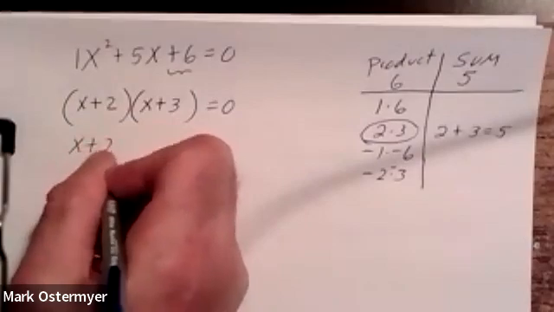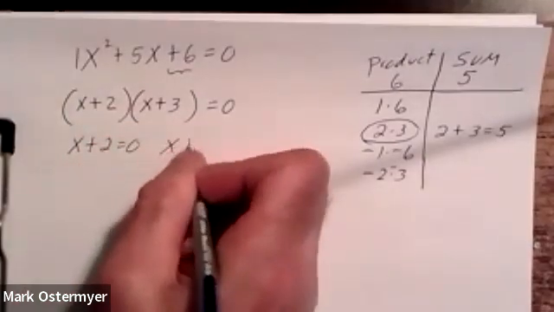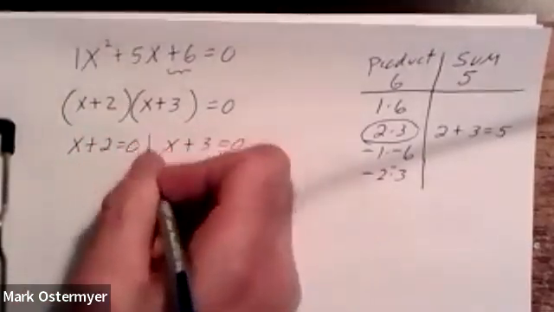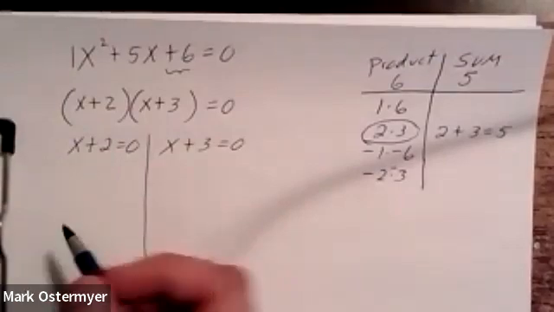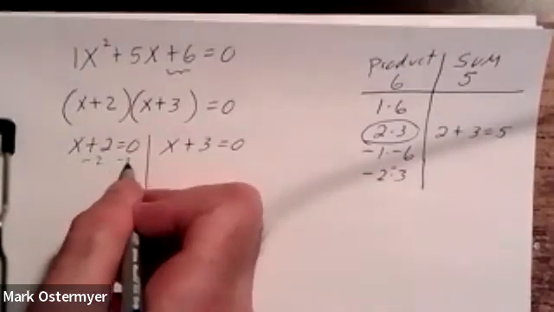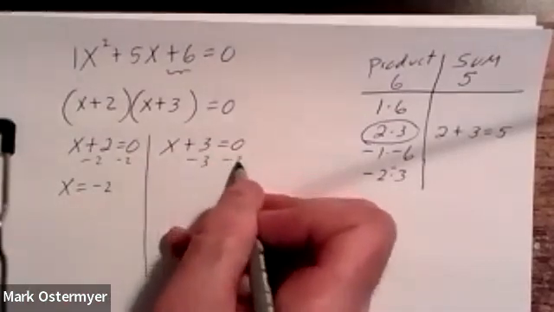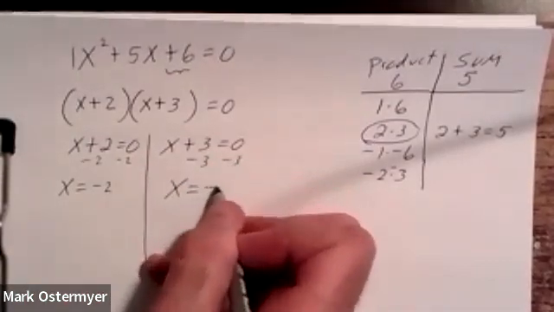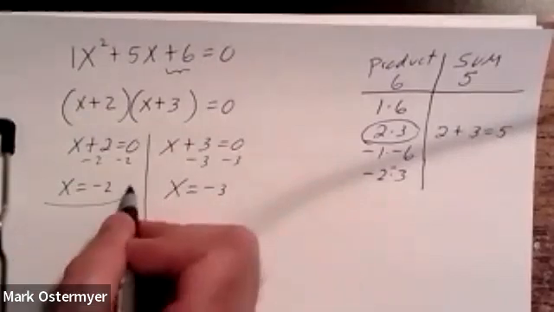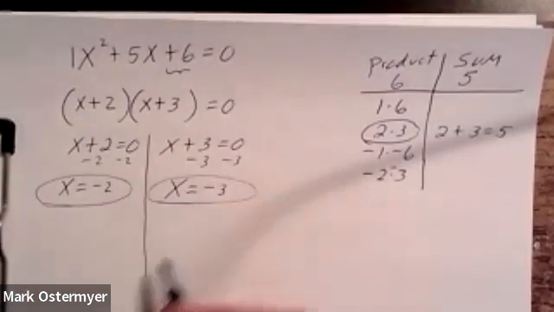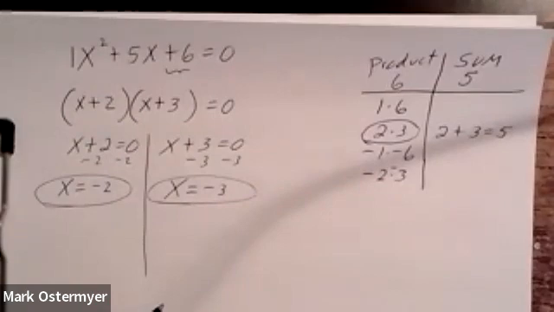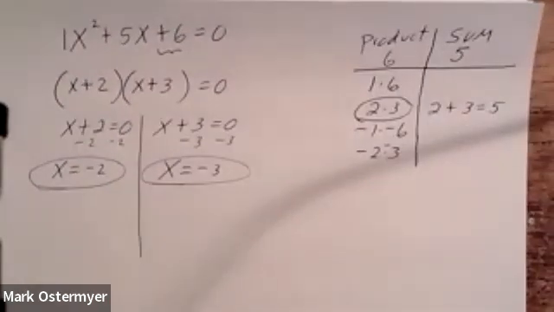So we set X plus 2 equal to 0. We set X plus 3 equal to 0. We now have two simple first degree equations to solve. Here we subtract 2 from both sides. We get X is equal to -2. Here we subtract 3 from both sides and we get X is equal to -3. Ladies and gentlemen, we are done. We have our two solutions, -2 and -3. Those are your solutions. Any questions how we solve that equation using our factoring method? Any questions?